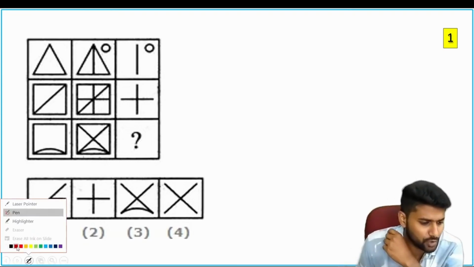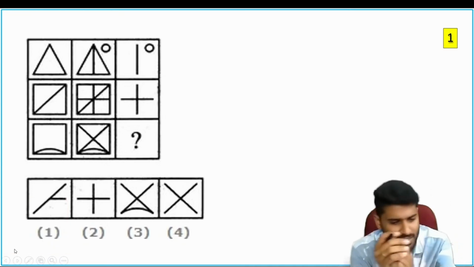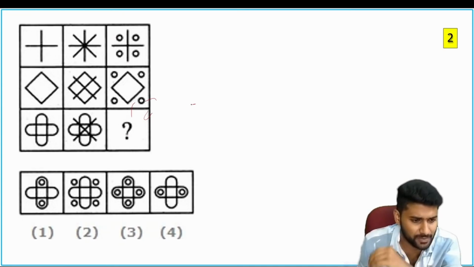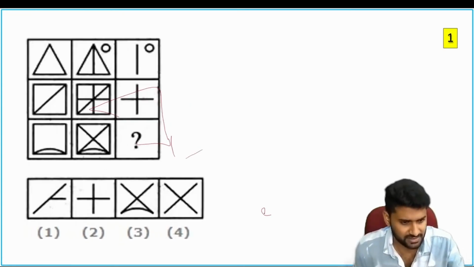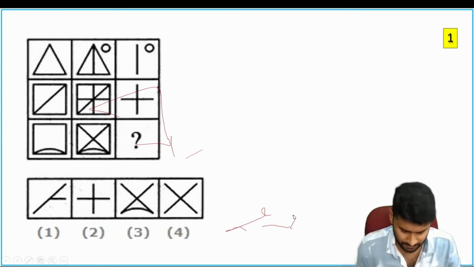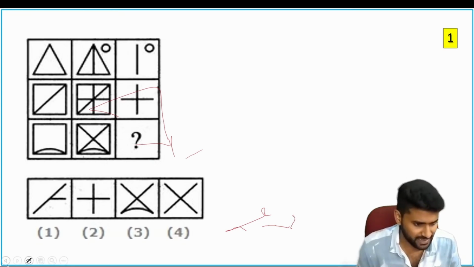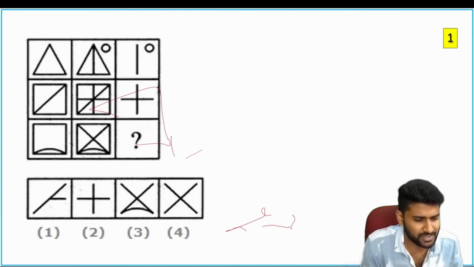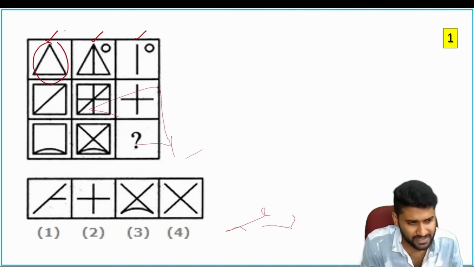Now see what the answer is for question number 1. If you observe this 9 by 9 grid, and look at the rows and columns, row number 1, row number 2 and row number 3, what is the common observation? One of the diagrams is common here. The triangle is common here, and the triangle is common here.